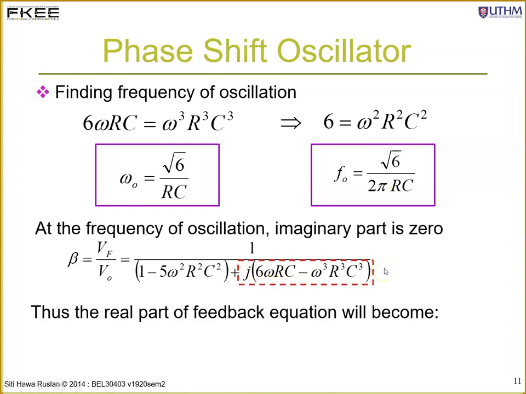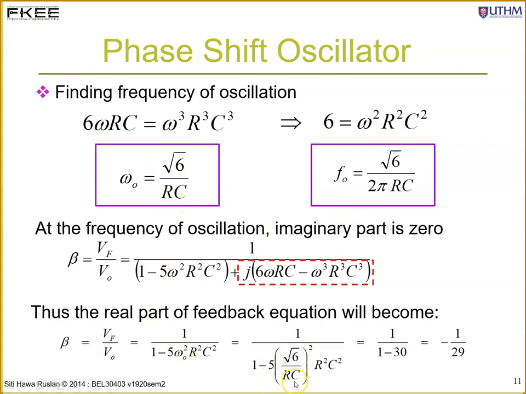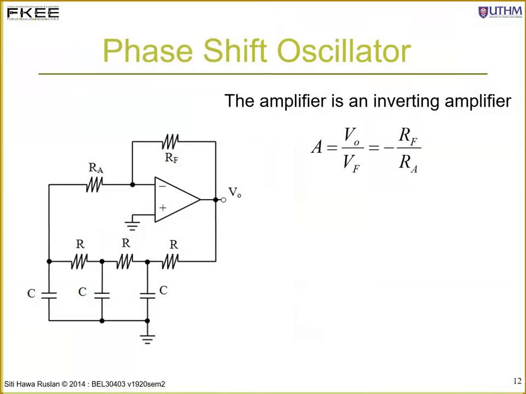And at the frequency of oscillation, the imaginary part is 0 because you equated this to be 0 just now, right? So now, what will happen to the real part over here? Substitute this omega with square root of 6 over RC. And simplify, you get beta equals minus 1 over 29. So meaning that if you want this circuit to be an oscillator, beta must be minus 1 over 29, the negative indicating a phase shift of 180 degrees provided by the feedback network, and your amplifier is an inverting amplifier. Of course, the gain will be minus RF over RA.